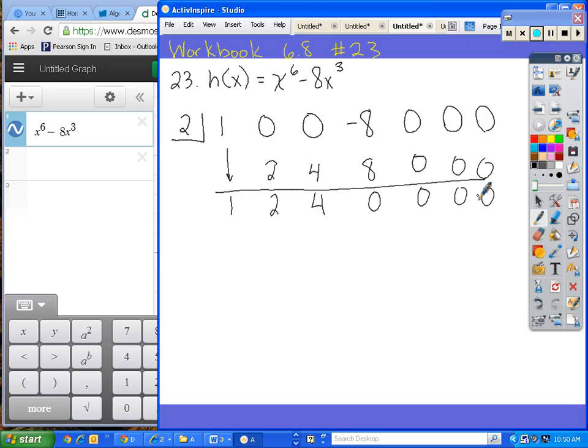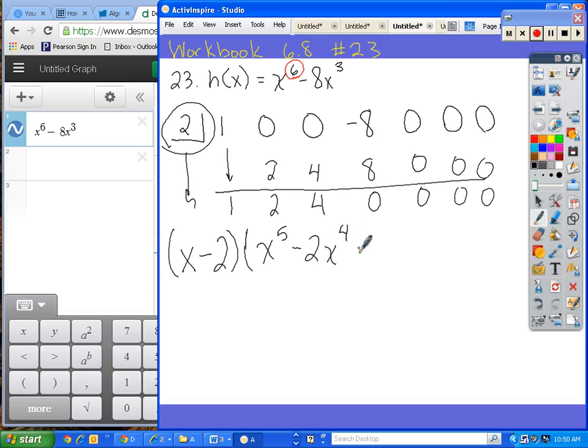So now I can write my factor. This is my first factor here. It's always x minus r, which is your 0. Here it's 2. And then here we've got our other factor. We reduce our exponent by 1, and we write our answers. So the first term is 1x to the 5th minus 2x to the 4th plus 2x to the 4th plus 4x cubed.